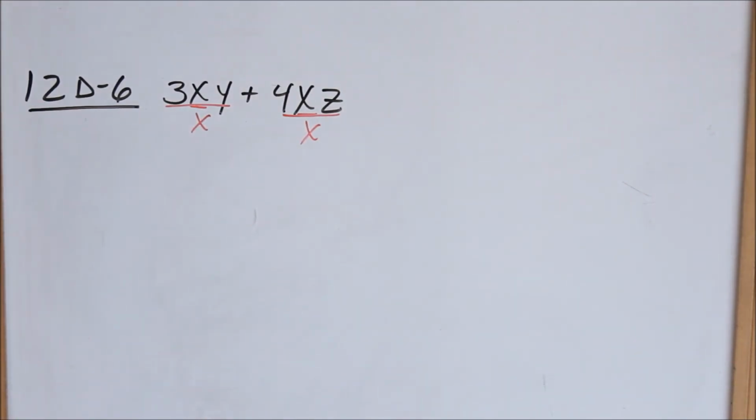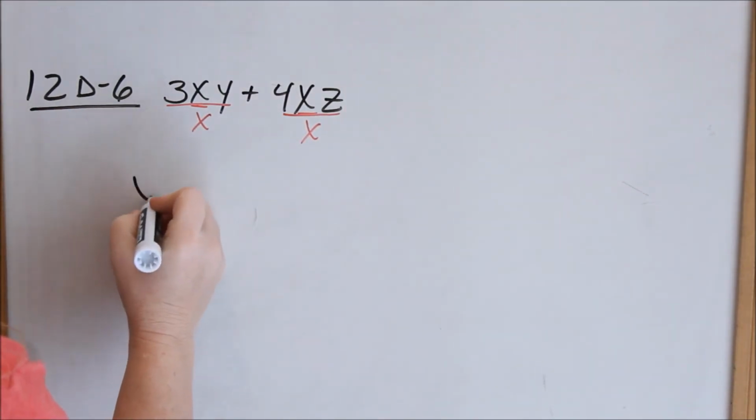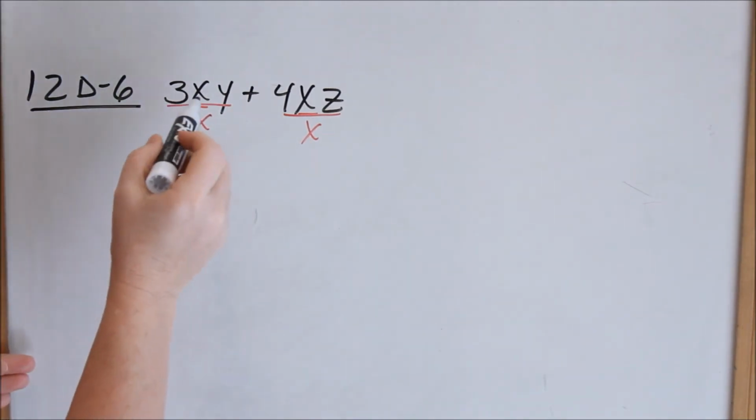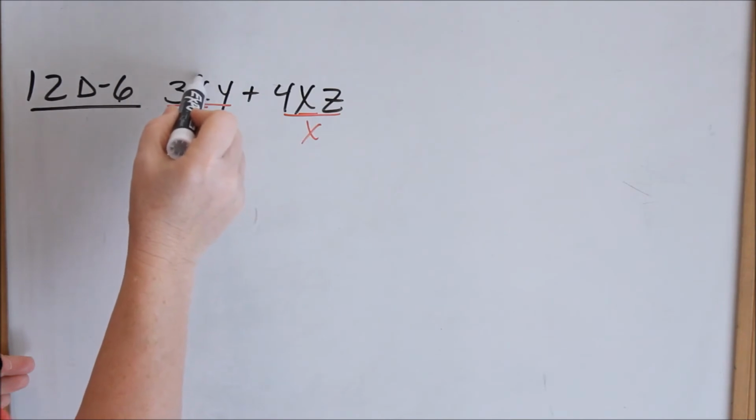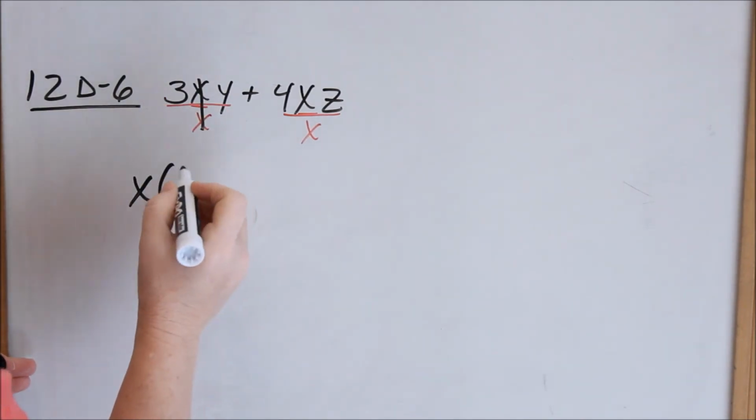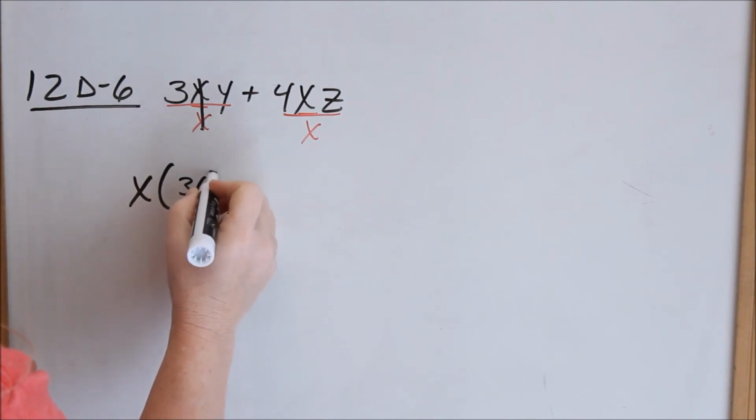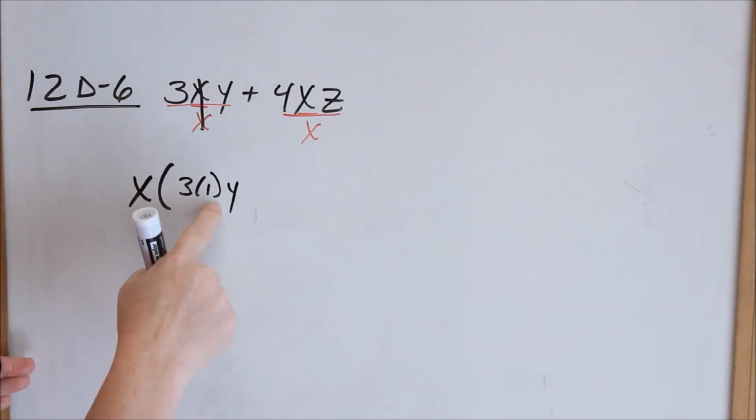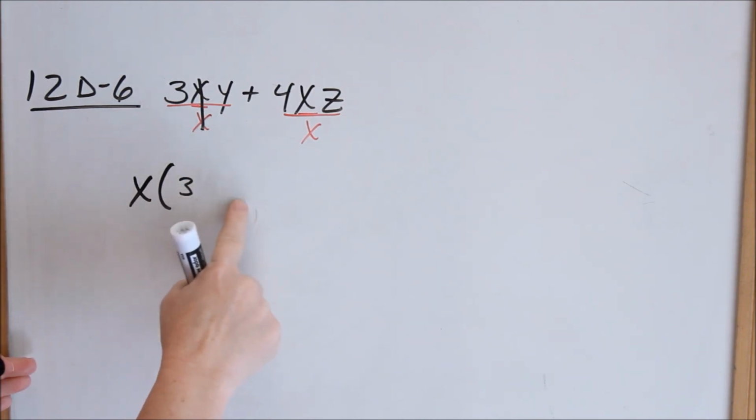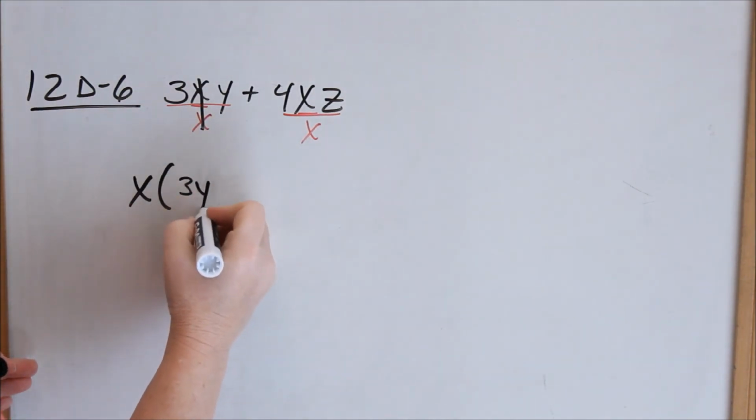So you always write what you're dividing out in front, and then write what is left over in parentheses. Well, what is x divided by x? It is a 1. It's like these x's cancel. That'd be like saying 3 times 1 times y. Well, 3 times 1 is just 3, so you don't have to write the 1. Those x's cancel, and you're left with 3y.